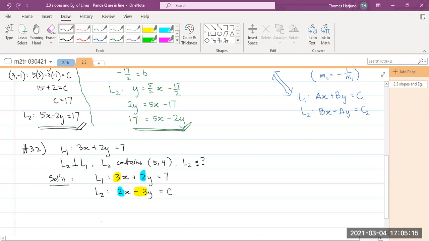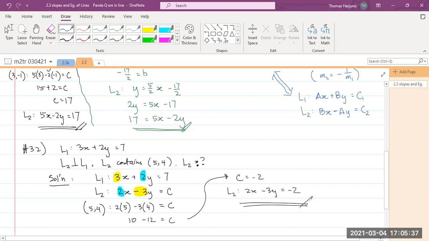Now, what is that constant? I plug in the coordinate 5, 4. 2 times 5 minus 3 times 4 equals c. 10 minus 12 equals c. So c equals -2. Therefore, line 2 is given by 2x minus 3y equals -2. Done.